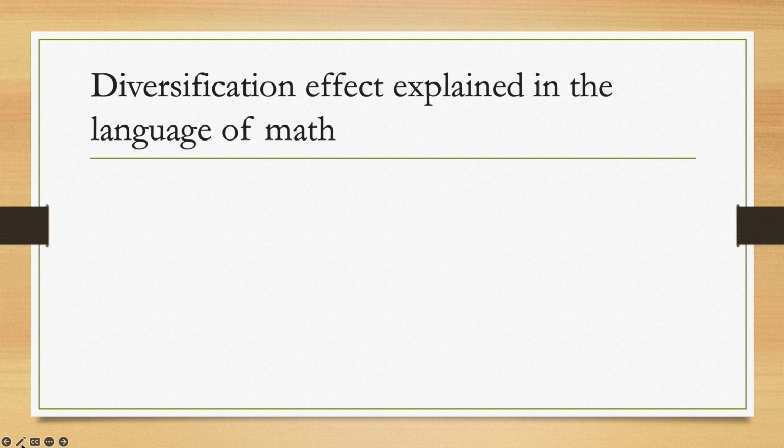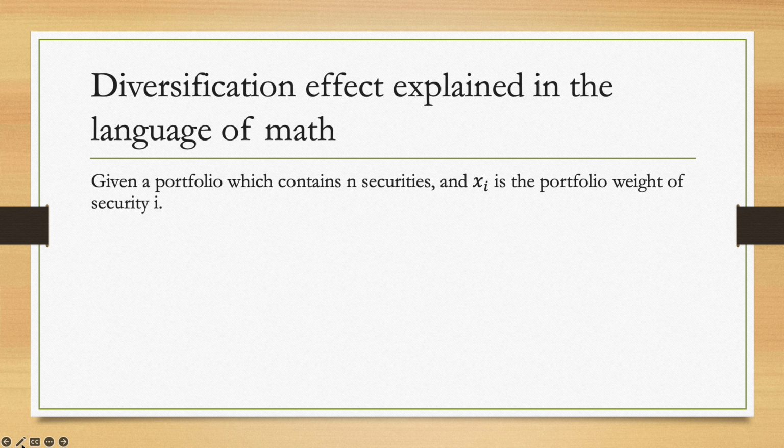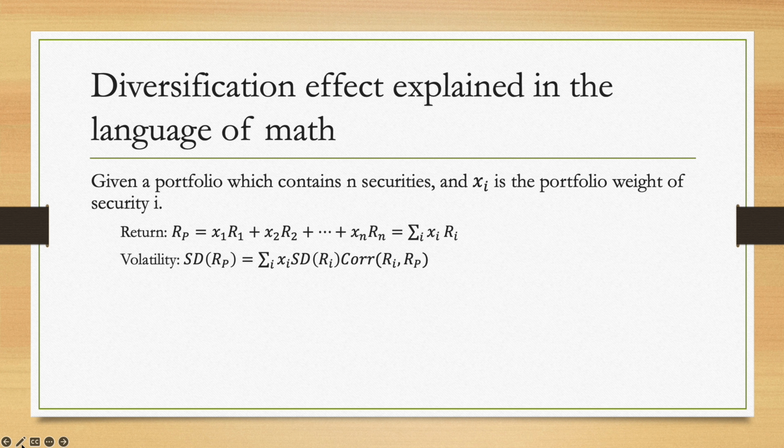Now, let's take a look at the diversification effect explained in the language of math. Given a portfolio which contains n securities, with xi being the portfolio weight of security i, the portfolio's return equals the weighted sum of each single security's return. The portfolio's volatility equals the weighted sum of each security's volatility multiplied by the correlation between the portfolio and this security. That is, the overall variability of the portfolio depends on the total co-movement of the stocks within it.